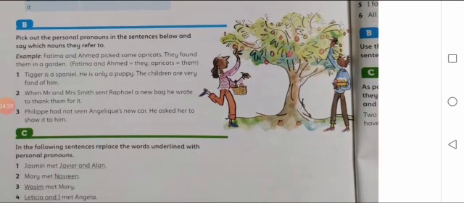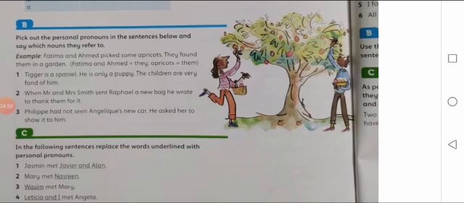Three sentences are given. First I am going to do: Tigger is a spaniel. He is only a puppy. The children are very fond of him. So he is a personal pronoun, and him is again used as a personal pronoun in this sentence. He is used for Tigger. The children are very fond of him. Him also refers to Tigger. So he and him both are used for Tigger.